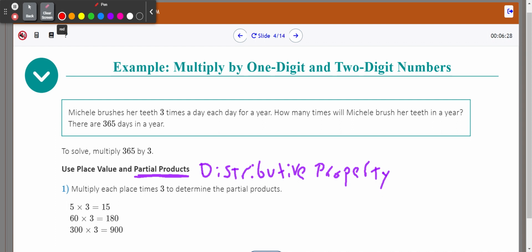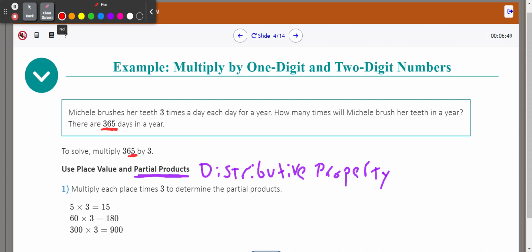Let's look at our problem. Michelle brushes her teeth 3 times a day, each day for a year. How many times will Michelle brush her teeth in a year? There are 365 days in a year. So we're going to break apart the number 365 into its different place values and multiply each of those by 3.